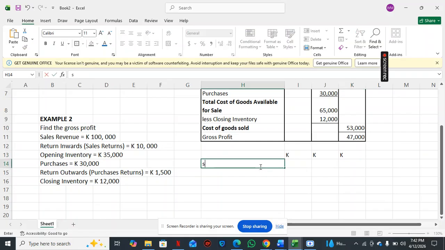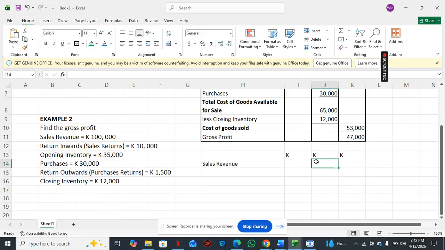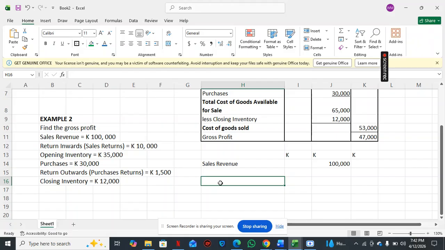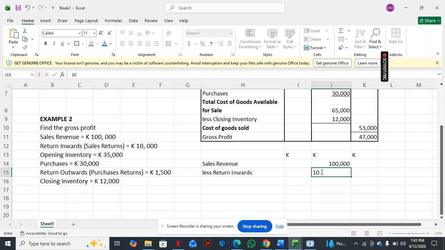As always, we start with sales revenue. Okay, so notice now, whenever there's return inwards, put the sales revenue in the middle, because you have to make the adjustment for the return inwards. So after your sales revenue, you say less return inwards, return inwards 10,000.